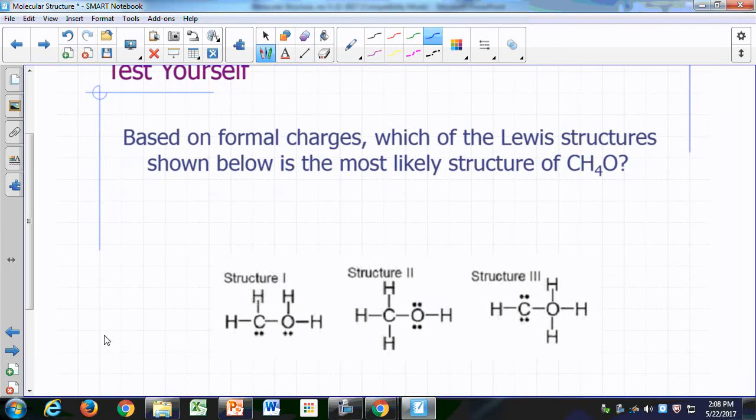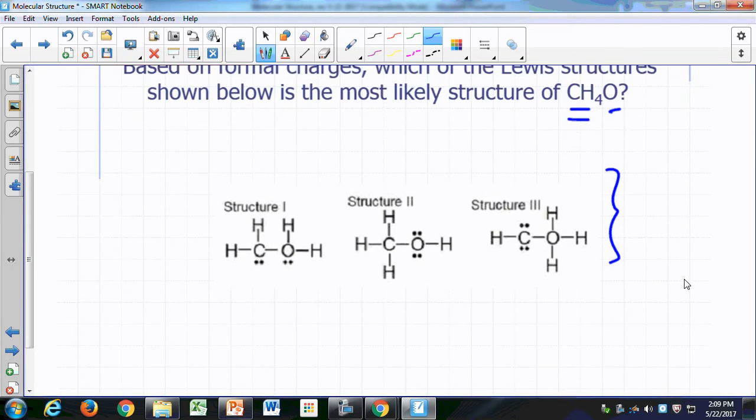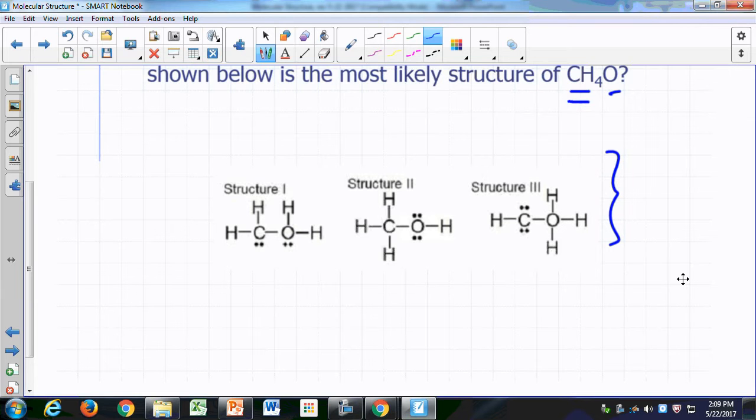A question about a molecule that has one carbon, four hydrogens, and oxygen. There's three possible ways. Here's three ways that you can draw the structure. Okay, so you'll notice these are three possible isomeric structures because the way the atoms are connected are different.